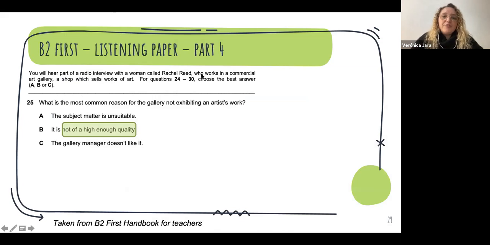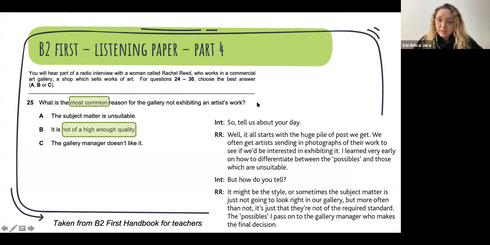What can we do then? For instance, we have the listening paper, Part 4. If we analyze option B, which is the right answer, I would do this after we have finished doing the task. Not of a high enough quality. They have to look for the most common reason. So I would give them the script. I can give you a minute to read it.